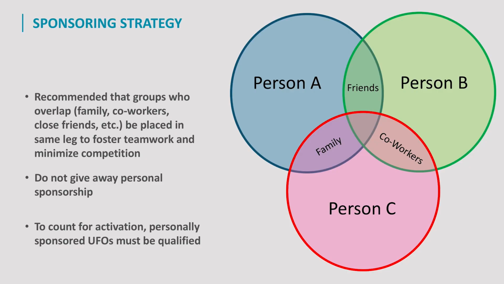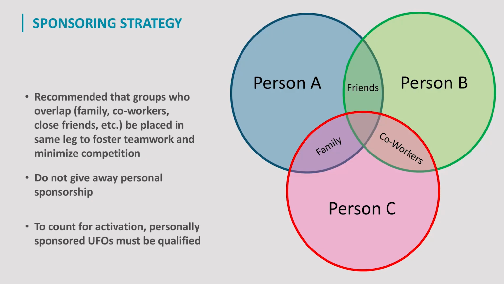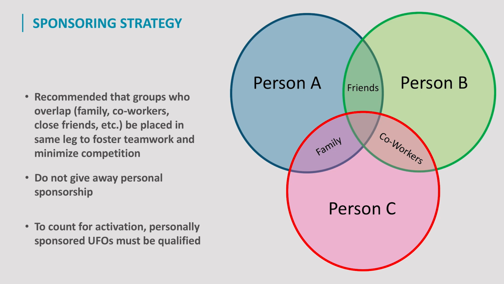Let's also discuss a sponsoring strategy of when we talk to people. A lot of times there are groups that overlap, and it's recommended that groups that overlap, whether it be family, coworkers, close friends, be placed in the same organization to foster teamwork and minimize competition. So what do I mean by that? Well, maybe you introduce some family members. Maybe you bring 3 sisters into the business. Those 3 sisters would go down one side of a business. Now, you may not be activated because you may have brought in 3 people, but they're all on one side. But it makes long-term sense because they should be working together instead of splitting them, so you're not having a competition at a family reunion. That's never fun. Again, it's recommended that groups that overlap go together.